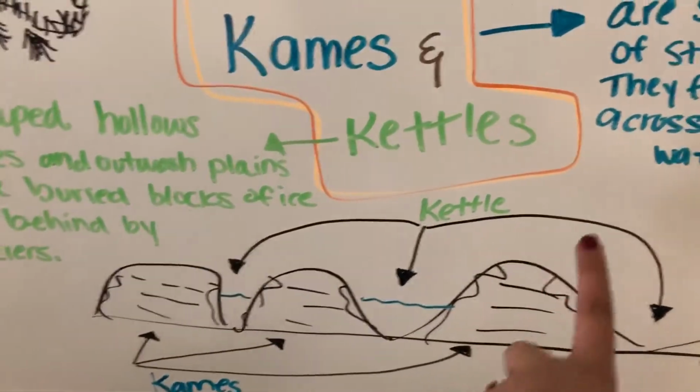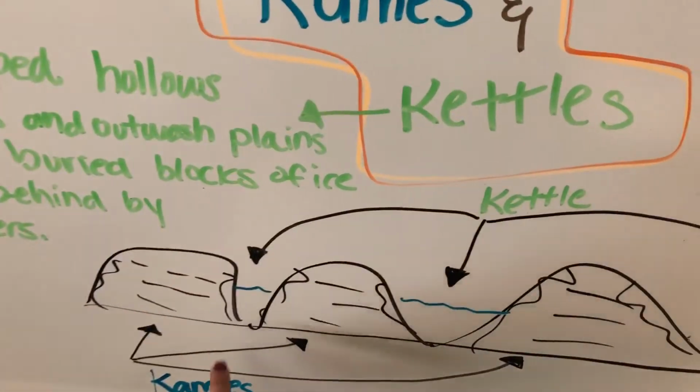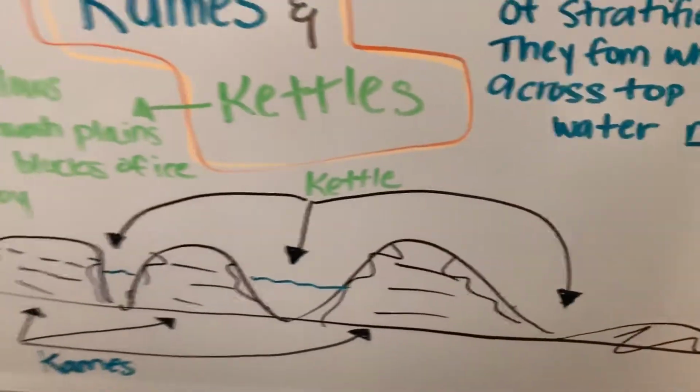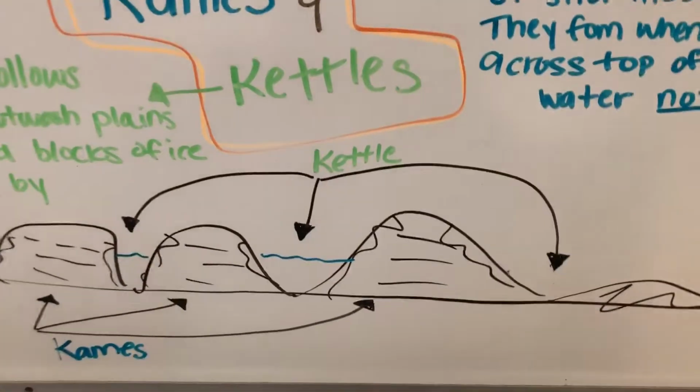You'll normally see kames and kettles in the same area, where these larger structures here would be the kames and the hollow structures in between are the kettles, and these can also take the form of kettle lakes.